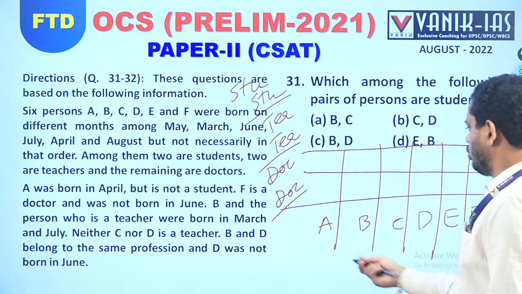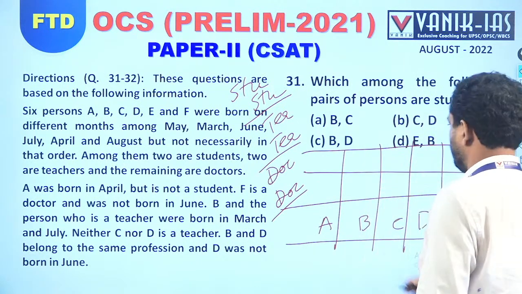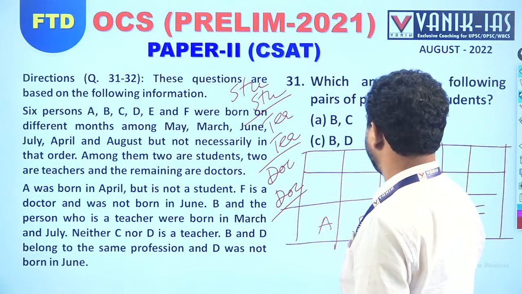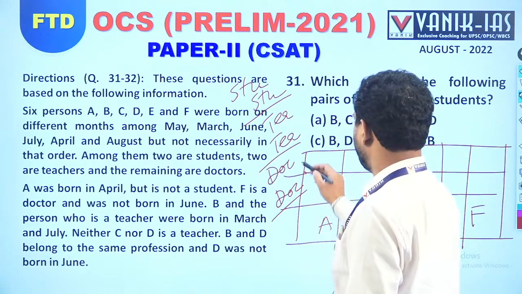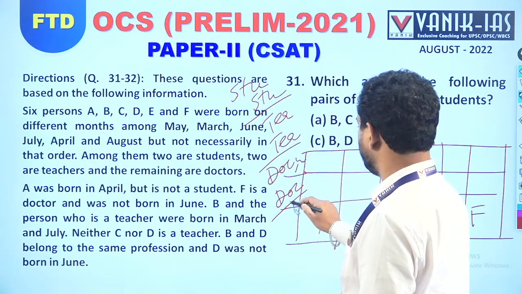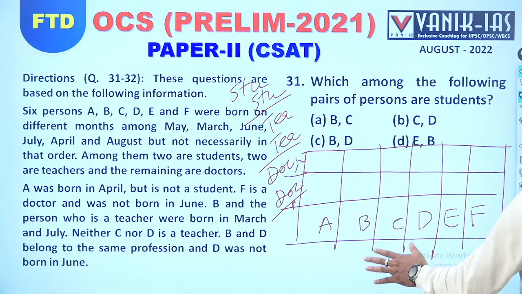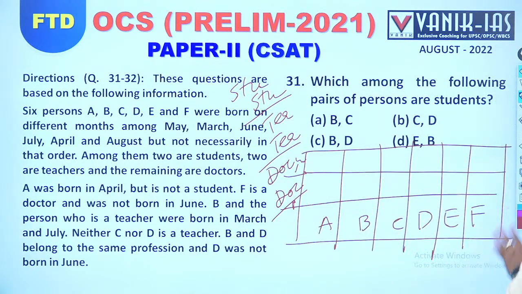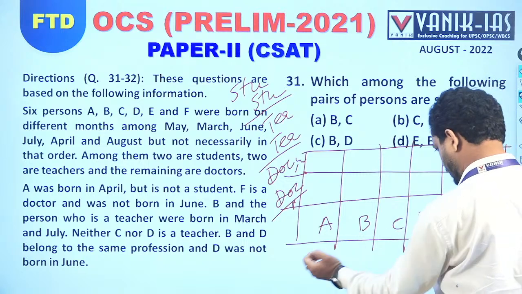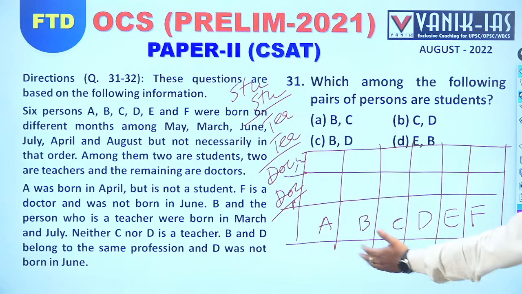There are two things we have to qualify: one is the month, and another one is the profession, right? Whatever data is given positive, I have to place within the box respectively. Any negative data, I have to write in the ground floor.